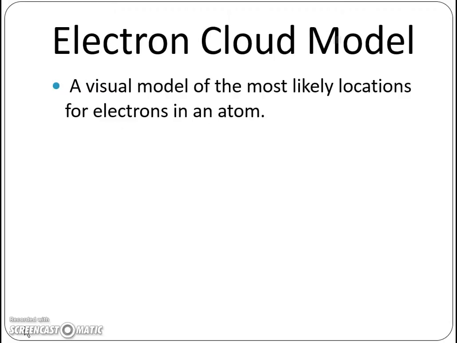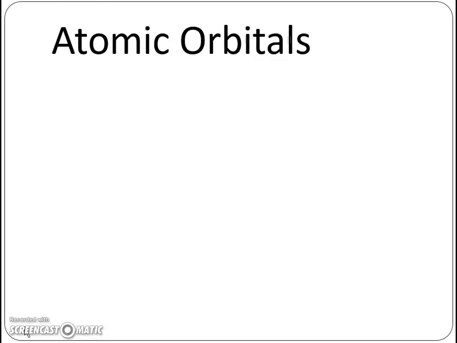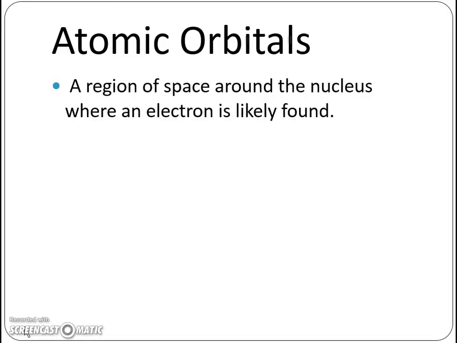Now, we also have what's known as the electron cloud model, and it's a visual model of most likely where electrons would be. And these are also in what's called atomic orbitals, the region of space around the nucleus where you can find those electrons.